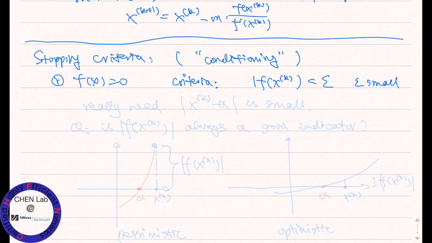Remember, the end goal, what we really need is that xk minus alpha, right? You're solving for the exact solution. What you really need is this guy go to 0. This guy is small. But you don't know alpha, so you cannot really observe that, right? So you cannot use that as a stopping criteria. You understand? And so ideally, you should observe that, but you couldn't.